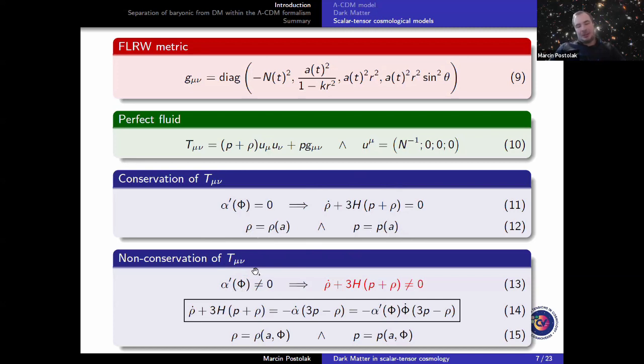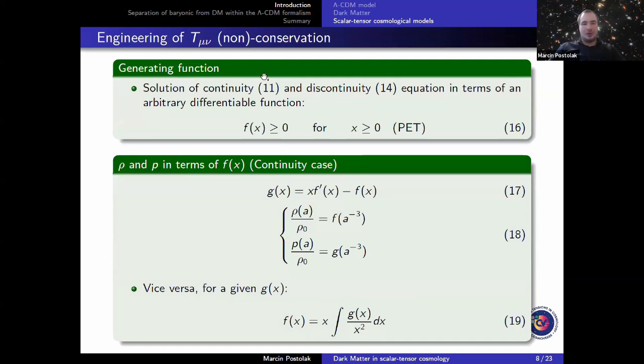But if you think about the non-minimal coupling between the matter and scalar field, you don't obtain the standard continuity equation. Instead, you obtain a non-zero right-hand side of the equation. Here you have this formula. So in fact, your energy density and the pressure depend not only on the scale factor, but also on the scalar field. Now let's think about the non-conservation of the energy-momentum tensor. We introduce the notion of the so-called generating function, which we call f of x, and it's non-negative for x which is non-negative. This comes from the positive energy condition.